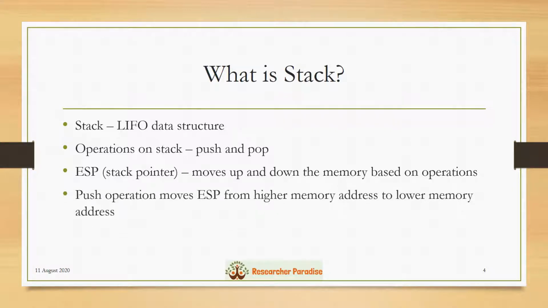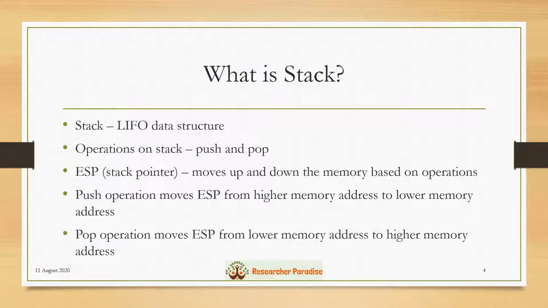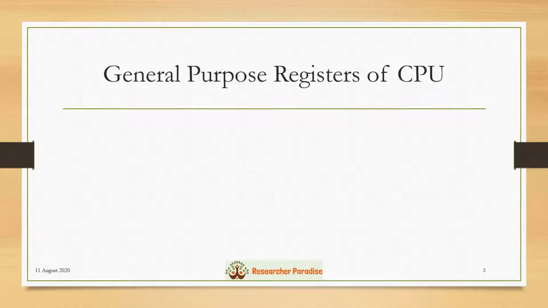Thus, when a push operation occurs, the ESP moves from a higher memory address to lower memory address, whereas a pop operation moves the ESP from a lower memory address to a higher memory address. Now, apart from ESP, the CPU has multiple other registers also. These help it perform various calculations and operations.